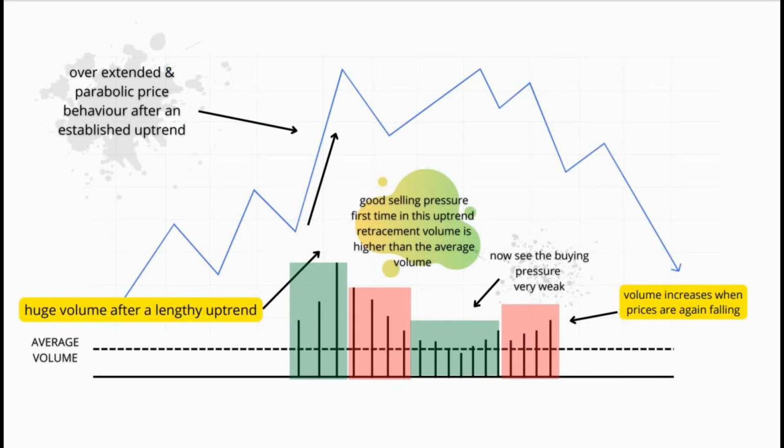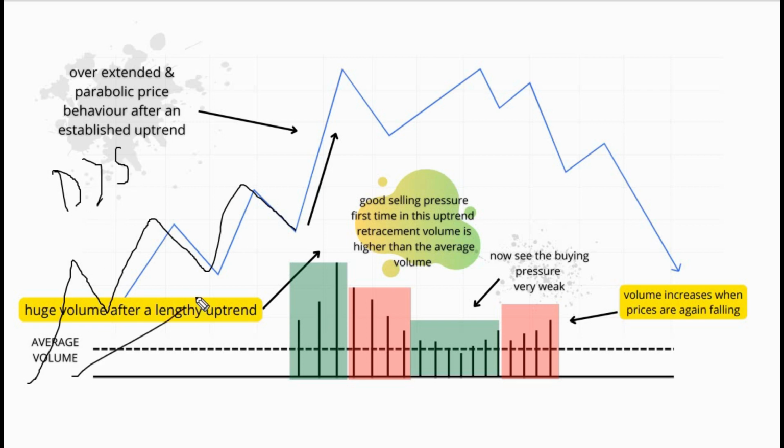Okay, similarly here, this is a very important concept. See, suppose prices are moving towards the upside very aggressively. It means demand is overcoming supply. We are in a very strong uptrend. But what happened in this uptrend? We see a huge upward momentum with very high volume, which is parabolic.